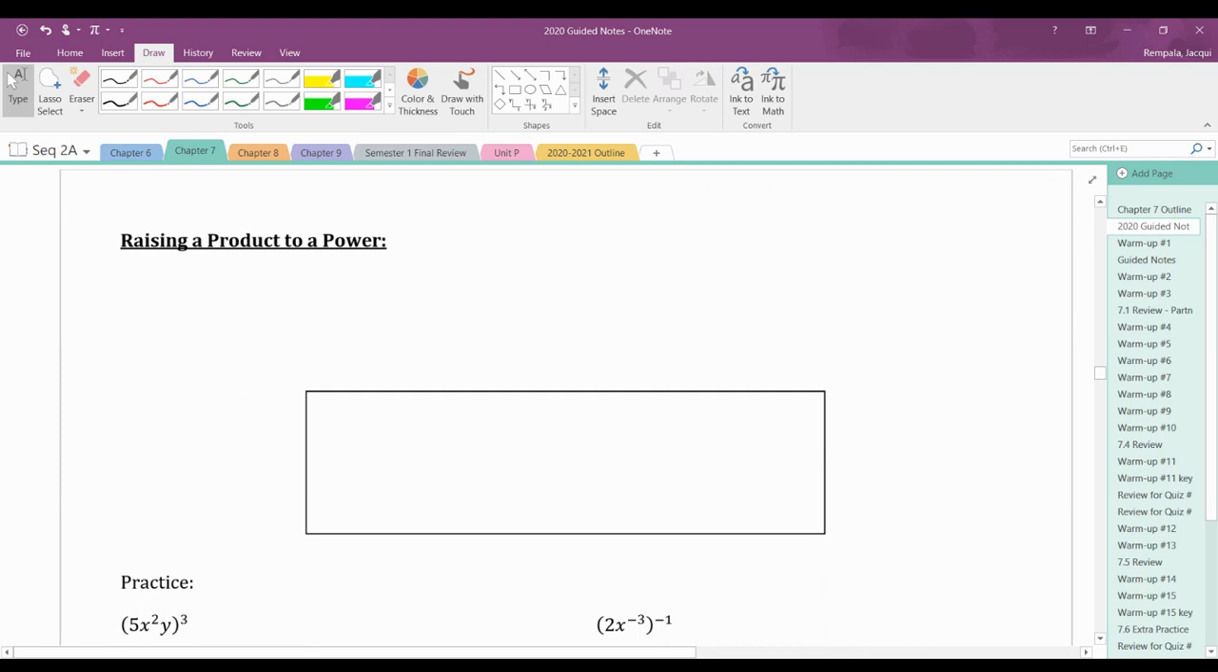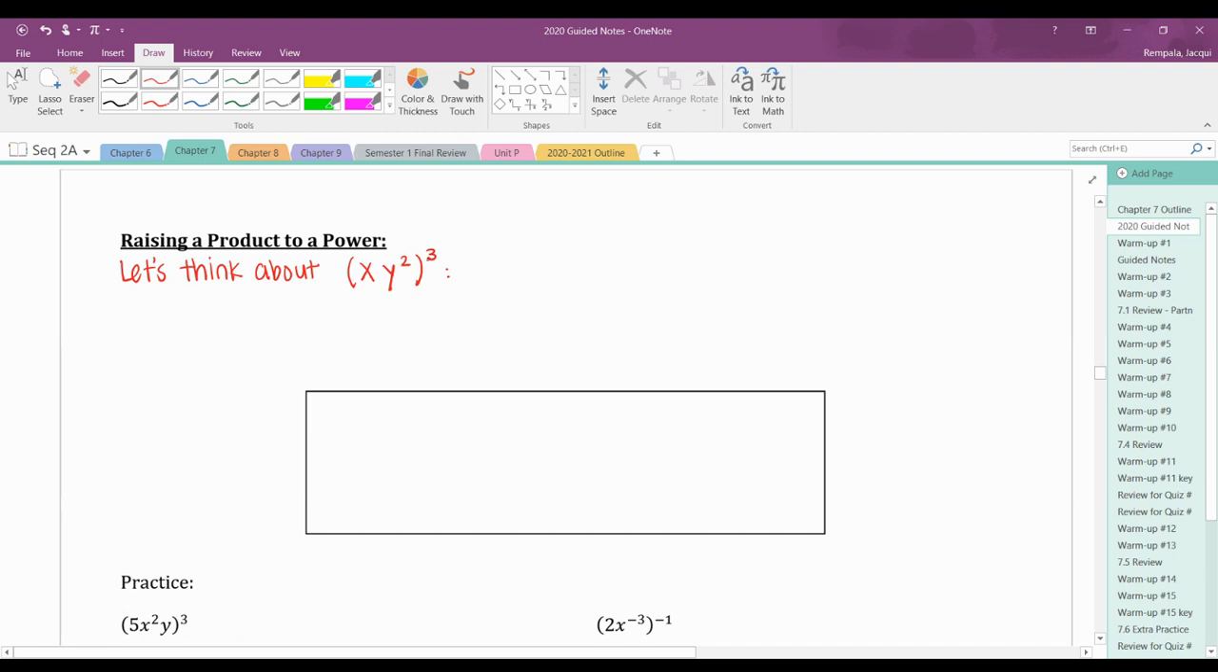Let's take a look at one more concept dealing with these multiplication. So we have raising a product to a power. So let's think about x times y squared, that being raised to the third power. Okay, when it says a product, that means multiplication. Notice that in parentheses, x is being multiplied by y. So there's my product. But that whole entire thing is being raised to the third power.